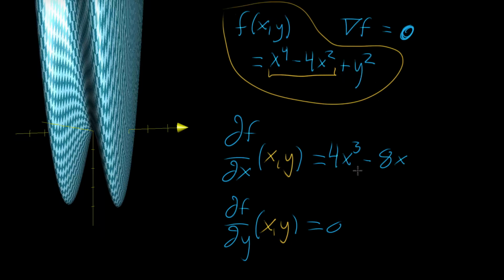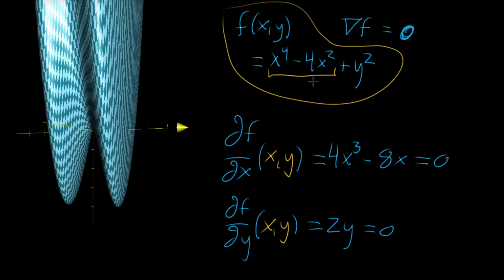So the first requirement is that this portion is equal to 0. Now the second part, where we're looking for the partial derivative with respect to y, the only place where y shows up is this y squared term, so the partial derivative with respect to y is just 2y, and we're setting that equal to 0.